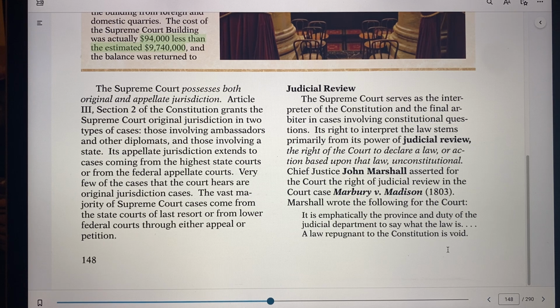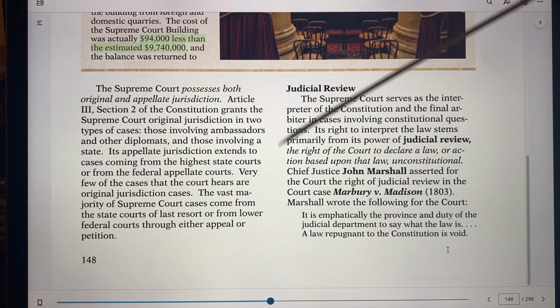But there's very few, like I said, because they don't have a lot of cases with ambassadors and diplomats and states. So most of the cases that they see are appeals to them from the appellate jurisdiction. And these basically are coming from the highest state courts or different appellate courts. They're appealing to one court, then appealing to another court, all the way up to the Supreme Court.